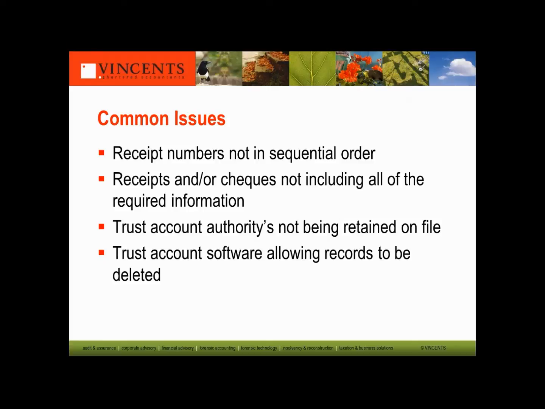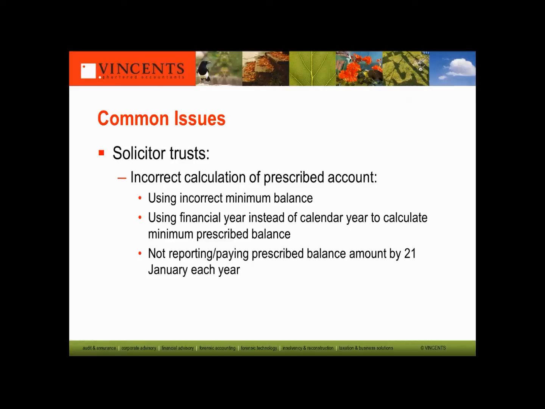Last point there is that trust account software allows records to be deleted, which I touched on earlier with receipt numbers. If you are using a particular software, make sure that the records within that software are not able to be deleted completely. If your trust accountant accidentally records something in the wrong trust ledger, a journal is required to transfer the funds from one client ledger to the appropriate client ledger, and all of that documentation is maintained. We would have to report a non-compliance if we had identified where records could be deleted within a trust account system.